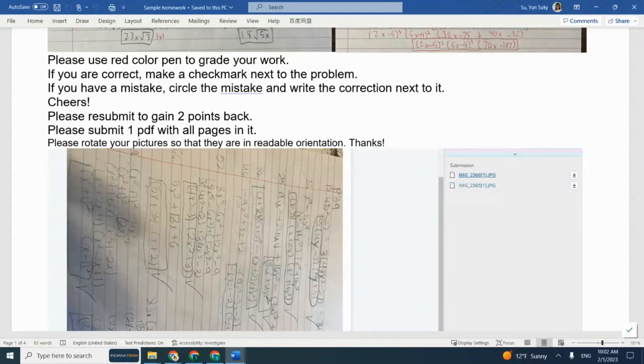And so for the first homework, if you get 10 points, that's good. If you don't get 10 points, you can resubmit to gain the 2 points back. Okay, everybody? I know maybe the first time you don't know the requirements, so I give you a chance. You can resubmit to gain those points back.